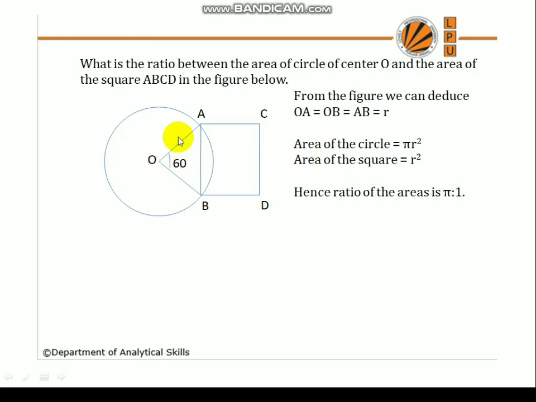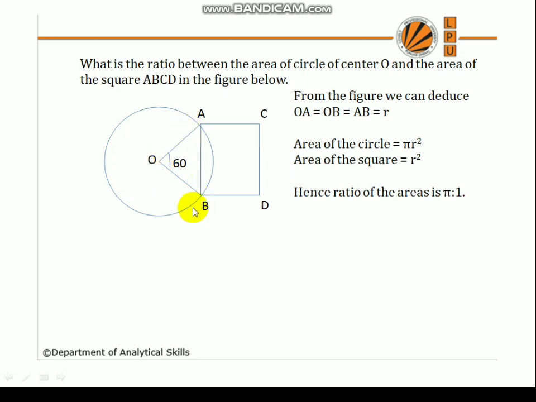In this triangle, what is OA? Radius. What is OB? Radius. Since both are radii and they are equal, the corresponding opposite angles must be equal. And angle O is 60 degrees. In triangle OAB, the remaining is 120, so A plus B must be 120, and angles A and B are equal. Therefore, this OAB forms an equilateral triangle. All three angles are 60, 60, 60.